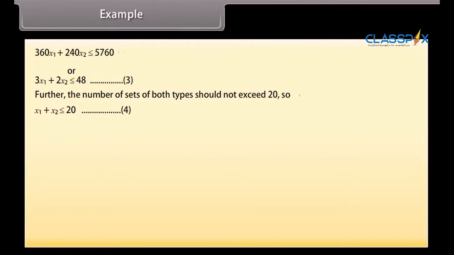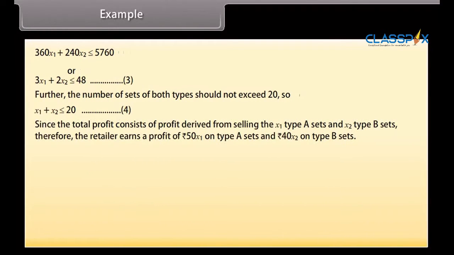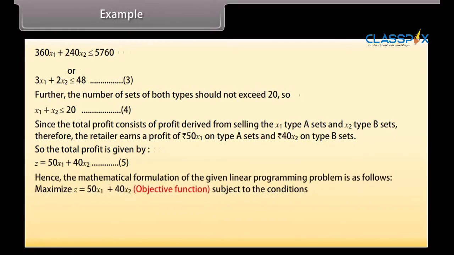Mark it as 4. Since the total profit consists of profit derived from selling the x1 type A sets and x2 type B sets, the retailer earns the profit of rupees 50 x1 on type A sets and rupees 40 x2 on type B sets. So the total profit is given by Z equals 50 x1 plus 40 x2. Mark it as 5. Hence, the mathematical formulation of the given linear programming problem is as follows.